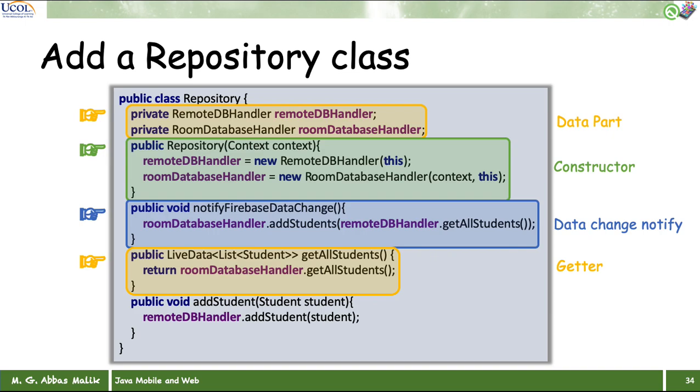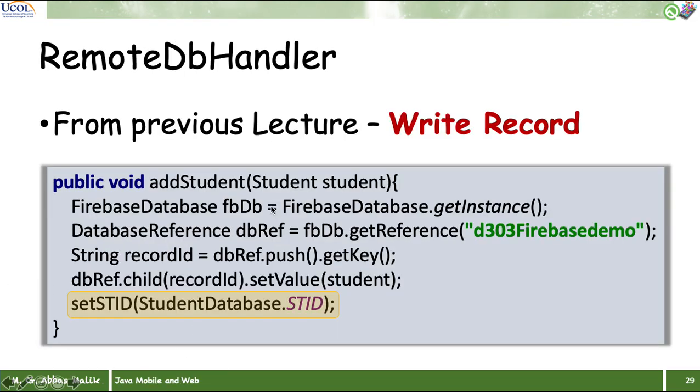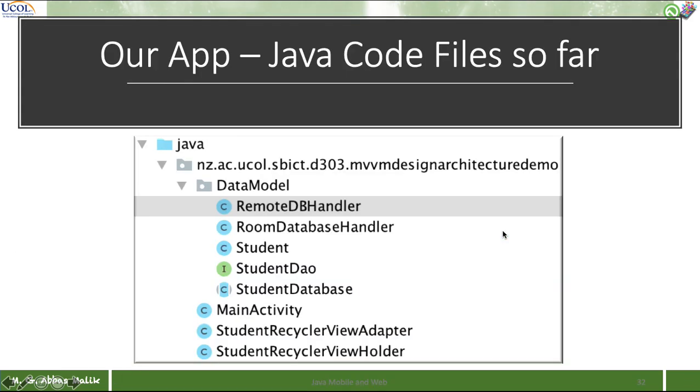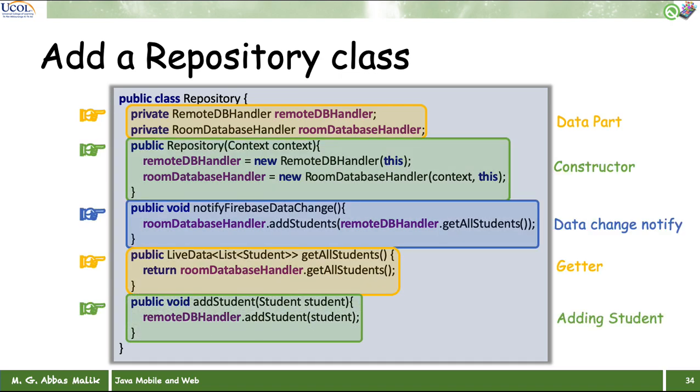And then we also have a method for adding. When we say add, we are not going to add inside our local database, we are going to add inside our remote database handler. If we look at that, we have this specific method, add student, inside our remote DB handler. It is going to add that record inside our Firebase database and update the student ID information as well. So simple. The repository is quite simple.